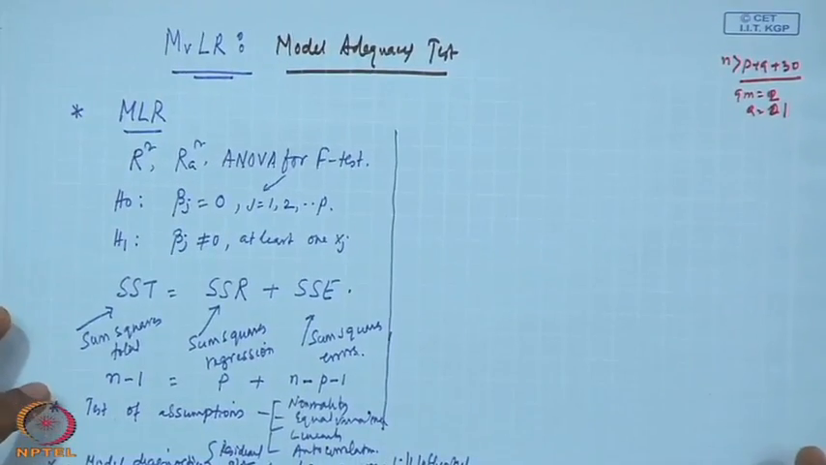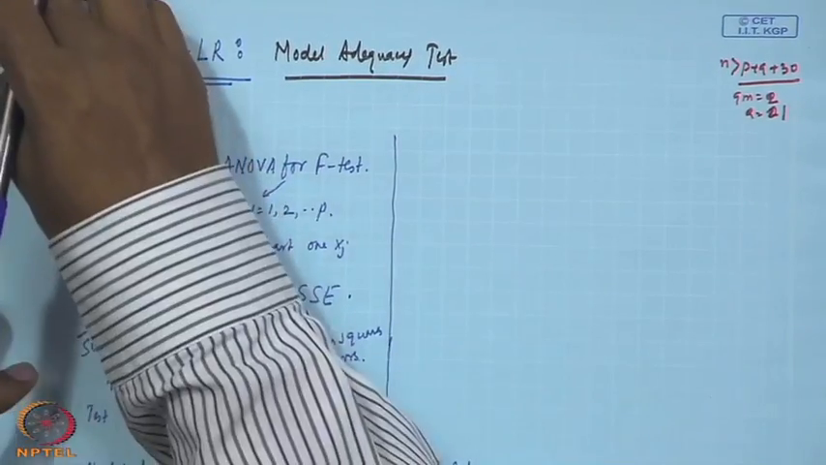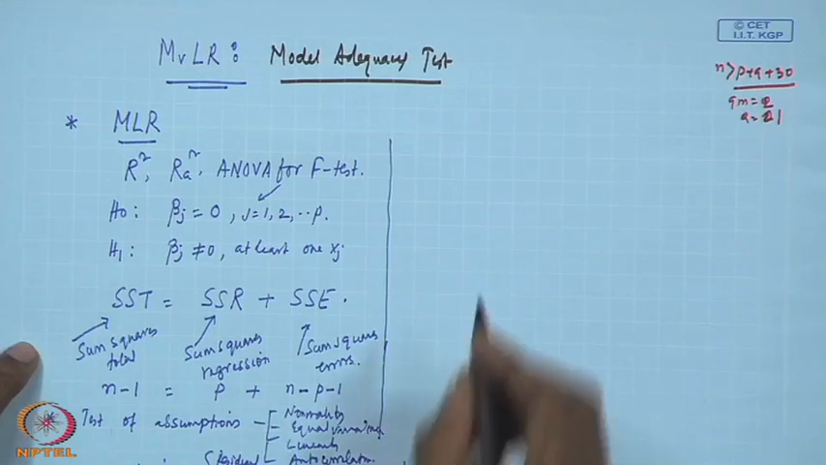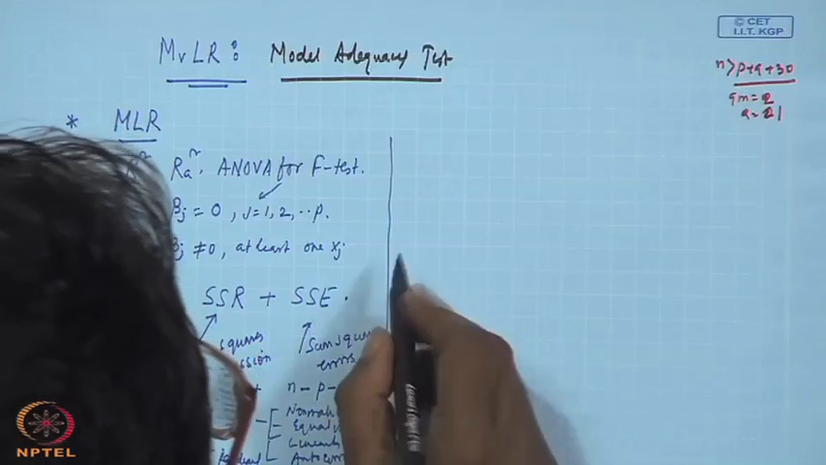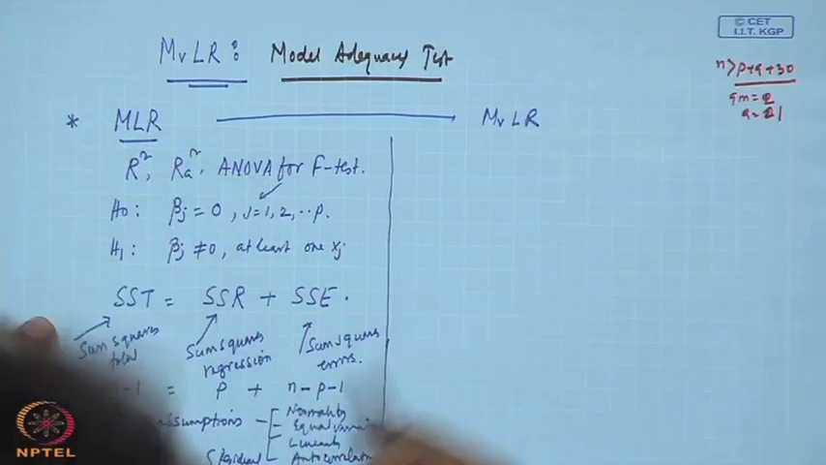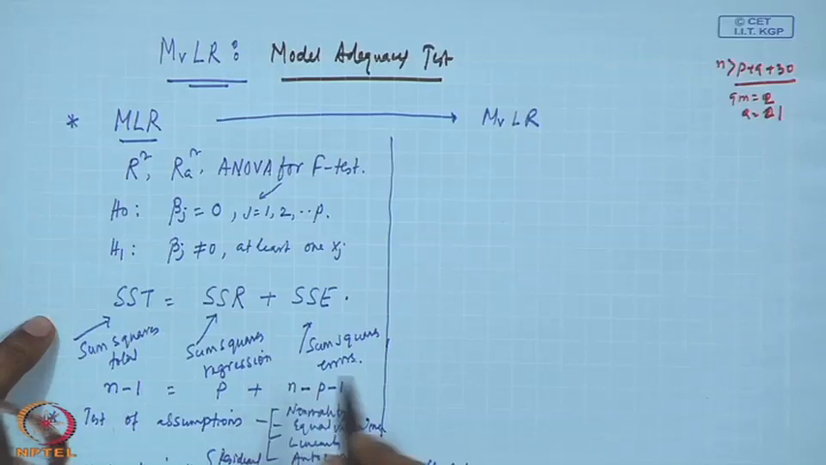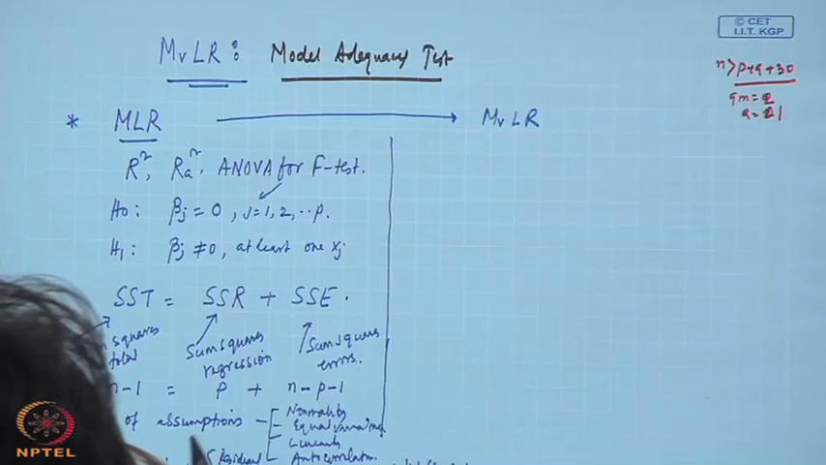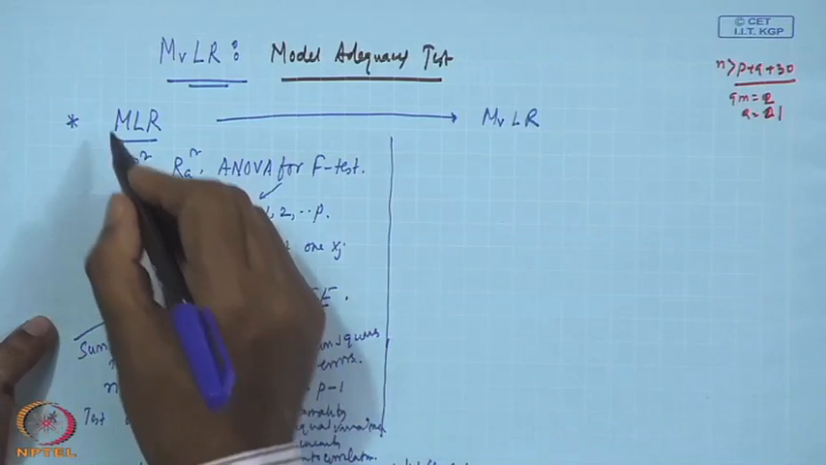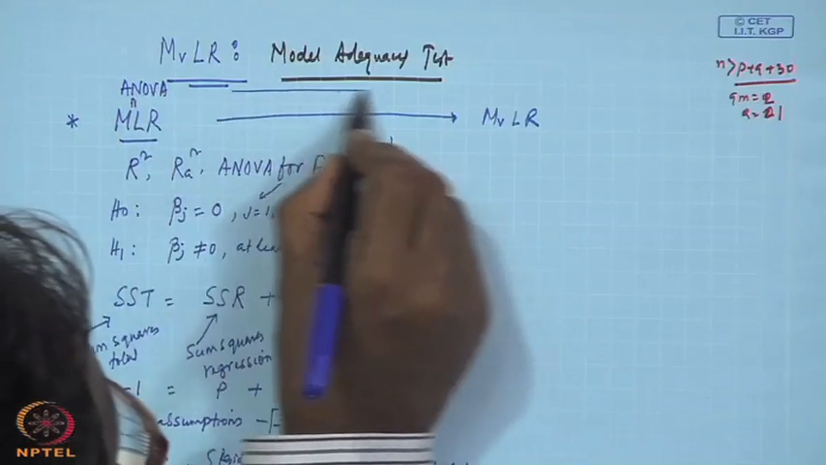Suppose SPSS, Minitab, SAS, STATA, Statistica, whatever software you use, ultimately you will get these outputs. So, we will see some analogy from MLR to MVLR, that means multivariate linear regression. And if you use a little more imagination, you will find that just as ANOVA is related to MLR, MANOVA is similar to MVLR.